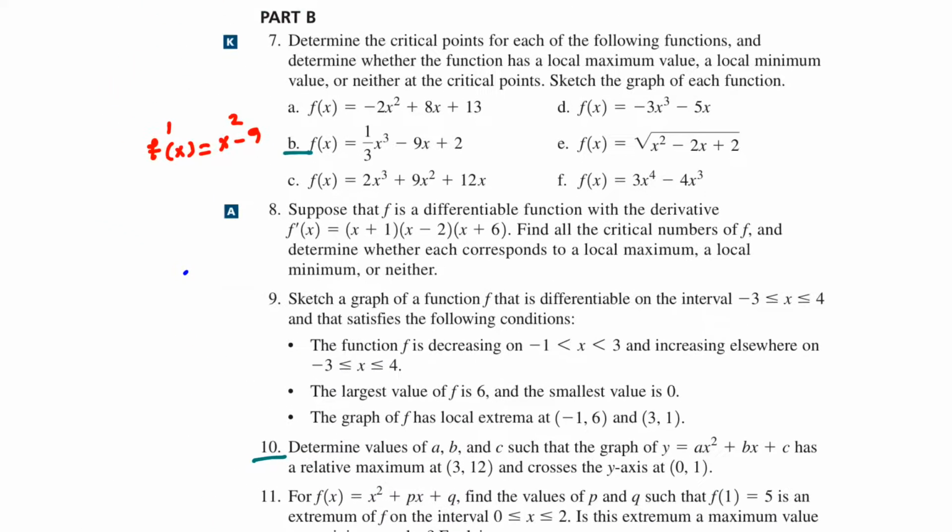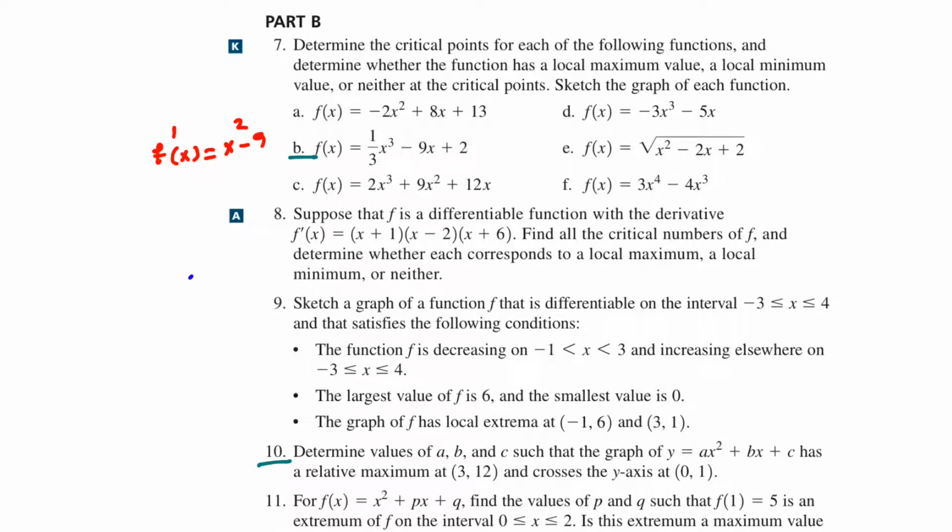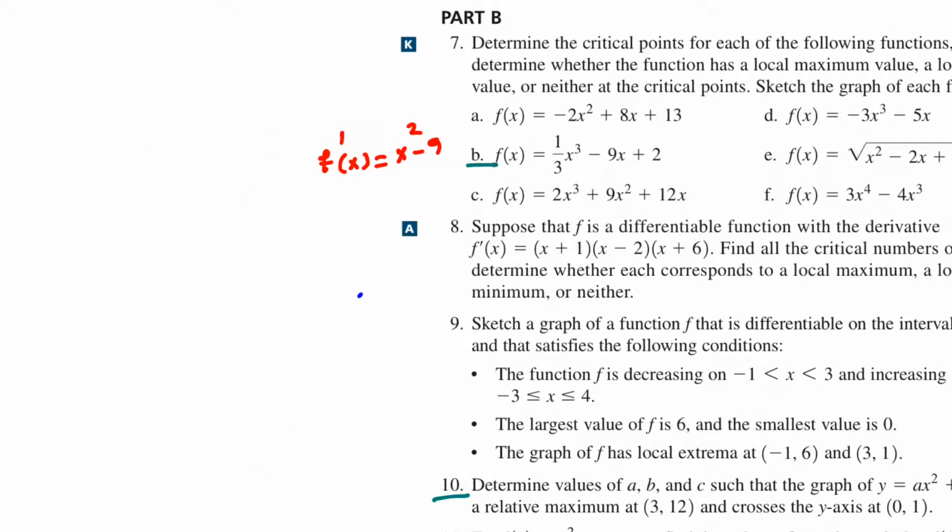Next question, question number 7. Again, we are looking for critical points and see if it is maximum or minimum. The derivative of f of x equals 1 over 3x3 is x2, the derivative of minus 9x is minus 9, therefore derivative of f of x is x2 minus 9. If we set the derivative to 0, we'll see x is negative 3 or positive 3.